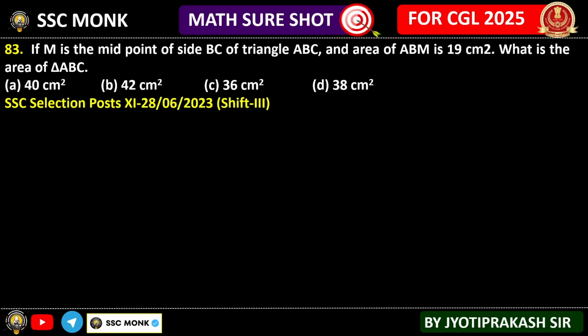Next, if AM is the median to the side BC of a triangle ABC, and the area of ABM is equal to 19 centimeter square, then what is the area of ABC? So M is the midpoint.